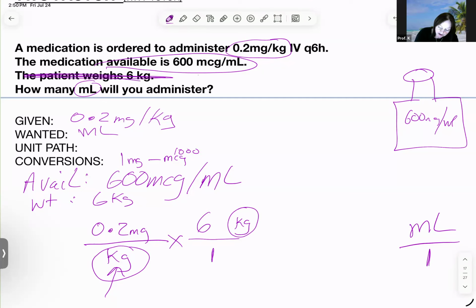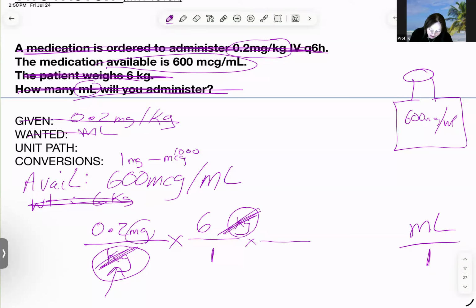Now I've used the patient's weight, I've used the doctor's order, and I know where I'm going. When I cross off all this stuff, I know what's left that I can use. When I use the patient's weight, I can cross off the kilogram. Now there's nothing in my denominator. How do I get rid of milligrams and get to milliliter? 1,000 micrograms over 1 milligram. I have to put milligram down here to get rid of it here. Now, how do I get rid of micrograms and get to milliliter?